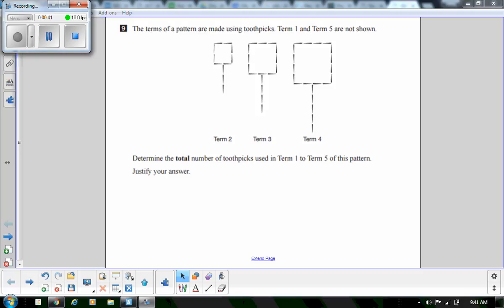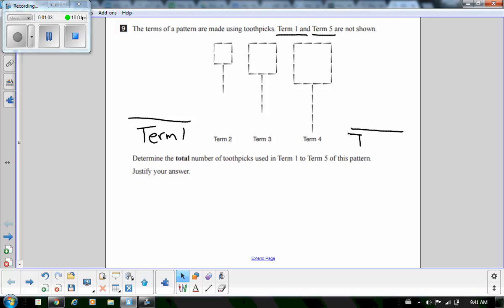Mr. Charles comes up. He looks at the question. First thing he does, he reads it. The terms of a pattern are made using toothpicks. Term 1 and term 5 are not shown. Interesting. He looks. He notices that there is important information. He underlines it. Underline. Term 1, term 5, not shown. He actually starts writing on the page so that he has an idea of what terms are not shown. Term 1, term 5. He's on fire.